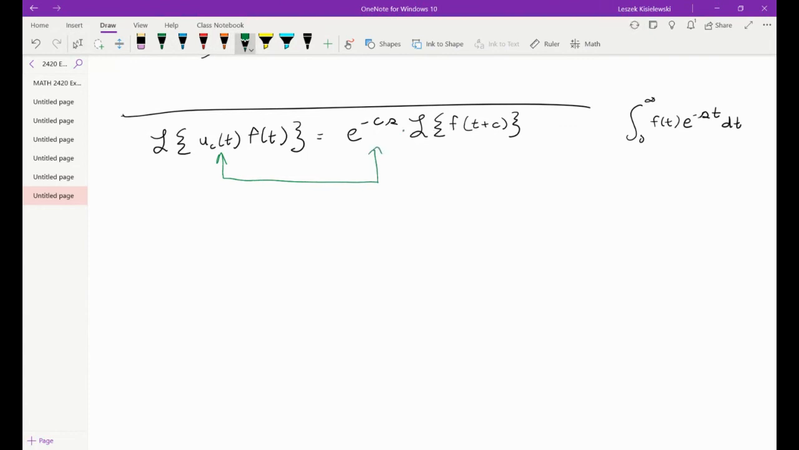And then to finish the Laplace transform, at each place you see t in f of t, replace it with t plus c. It's important, plus. So that's what this kind of means. You first evaluate the function at t plus c, and then take the Laplace transform of the result. All right, so as an example, okay.